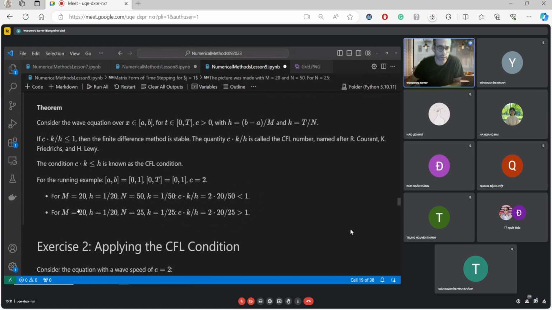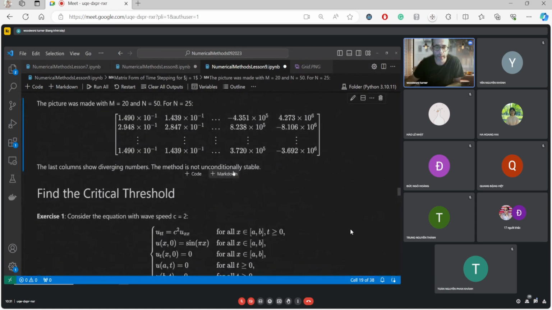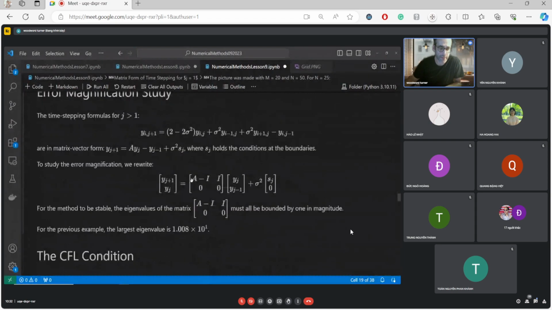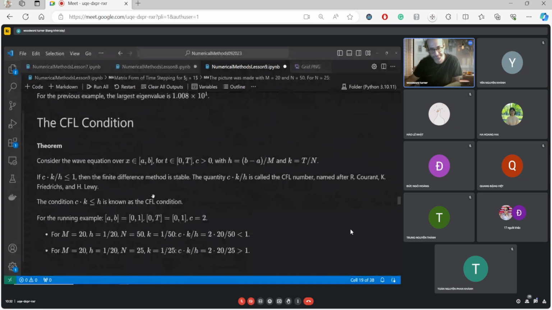So if I set m equal to 20, a smaller m, I just want to do an experiment to find the smallest value of n, the smallest matrix by 20, for which this appears stable. In this situation, if I change n to 25, it doesn't look stable.